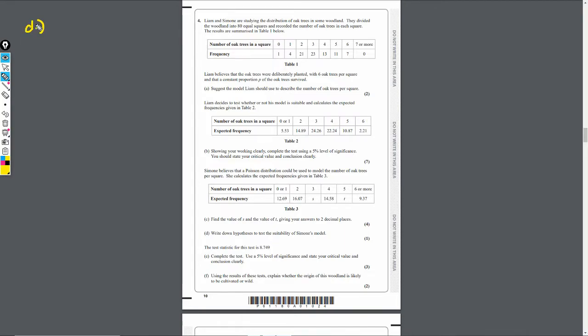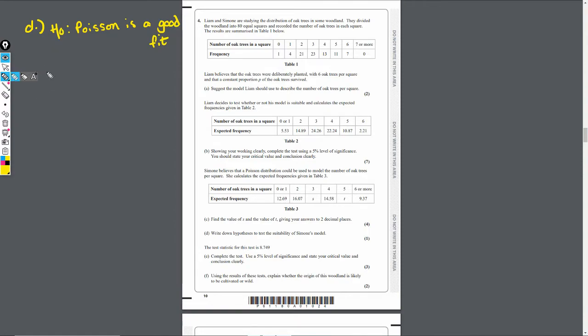So a similar question here. We have to write down the hypotheses to test the suitability of this model. So just like we did with part B here, I've got my two hypotheses. So H0. Well, we're testing whether the Poisson distribution is a good model or a good fit for the distribution. So if I just write that, Poisson, remember H0, that is a good fit. So Poisson is a good fit, or a good fit for the distribution.